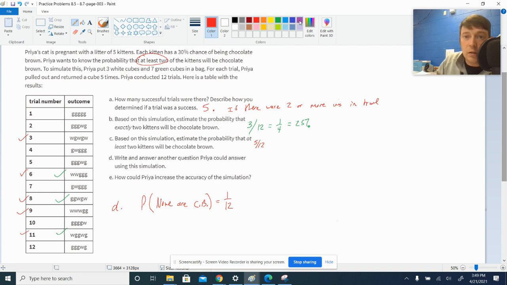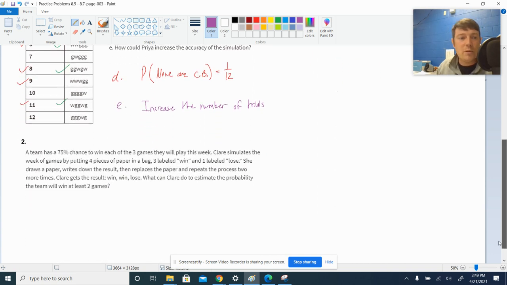E, last one. How could Priya increase the accuracy of this simulation? Because I don't know how much I believe these results because she only did it 12 times. So I think to make it more accurate, she could increase the number of trials. That always tends to earn more accuracy when you do it more times.